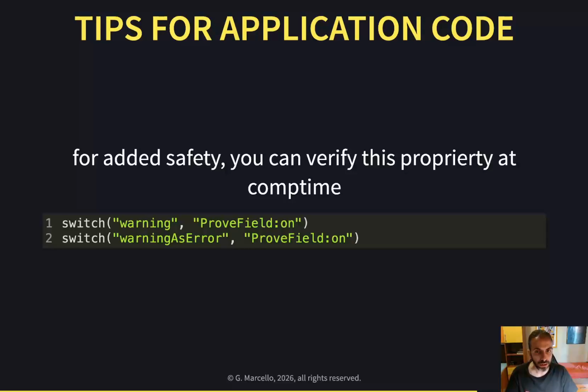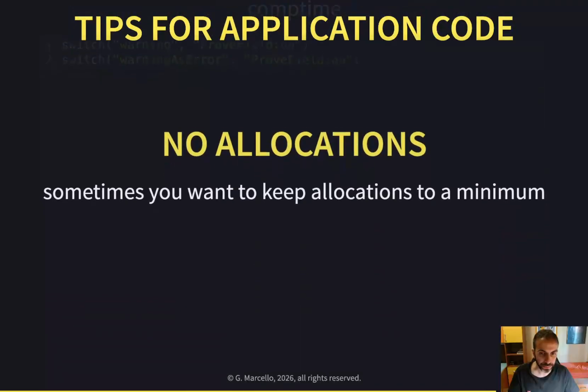Now, for added safety with object variants, you can also verify these properties at compile time. I will say that the compiler is quite picky about this, so you may have to modify your code a little bit to make the compiler happy. But it's really great, because maybe the code gets a little bit more verbose, but it's for sure safer.